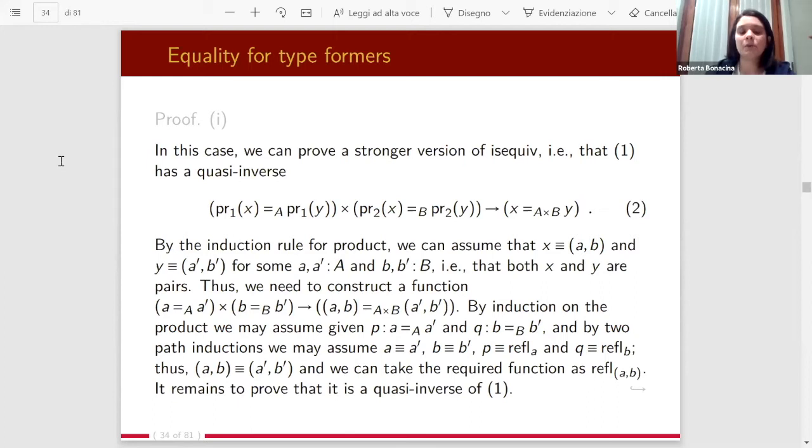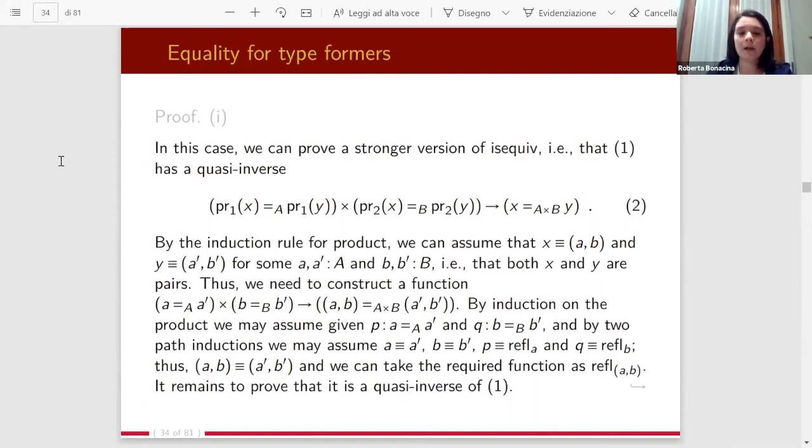And so we will have to construct a function from the product of the two equalities to the equality type of pairs, which is here. But again, by induction on the product, we may assume to have P of type A equal A prime, Q of type B equal B prime. And then again, by two path inductions, we can assume A equal to A prime, B equal to B prime, that P is reflexivity on A, and that Q is reflexivity on B.